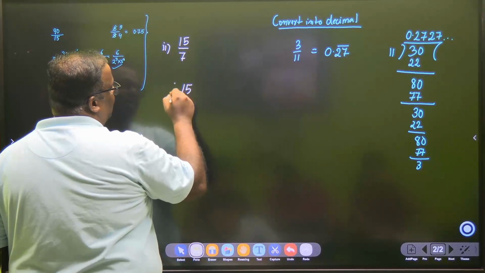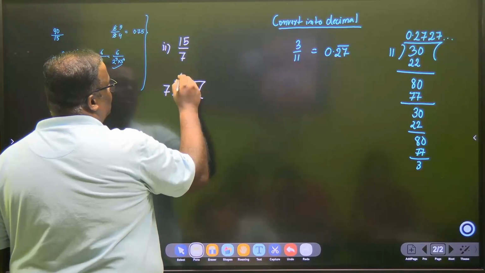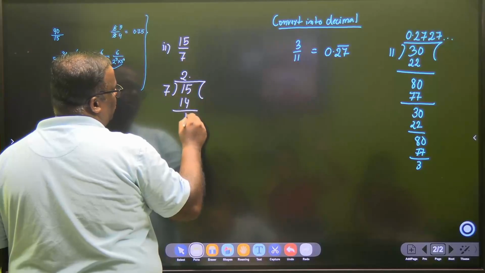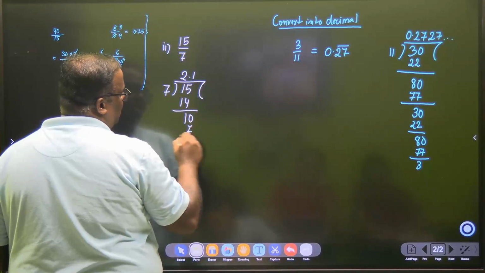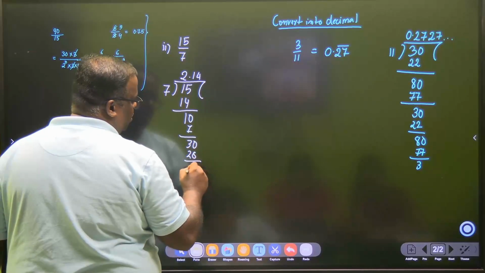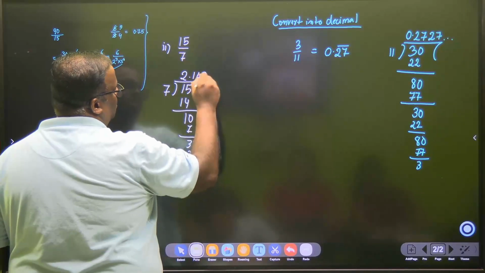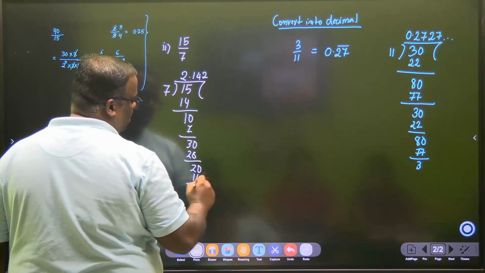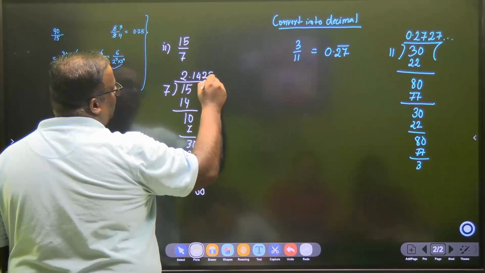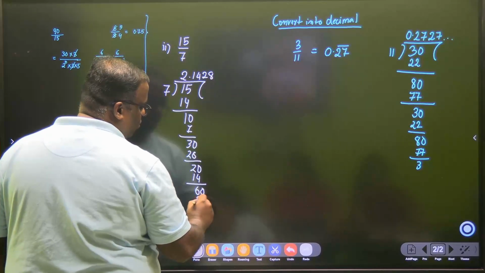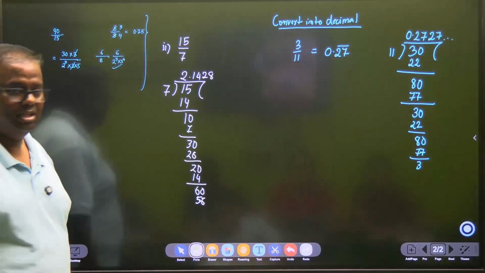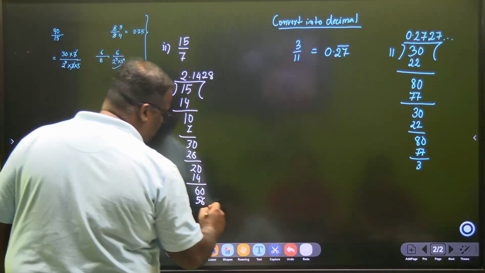15 divided by 7. 7 2s are 14. After that 1, 0. 7 1s are 7. 30, 7 4s are 28. It's 2.142857. 7 2s are 14. Then 20 and 14 gives you how much? 6, 0. 7 8s are 56. Now you can ask me, sir, why are you still continuing? Because I'm still not finding the pattern. I should get a pattern. 56.